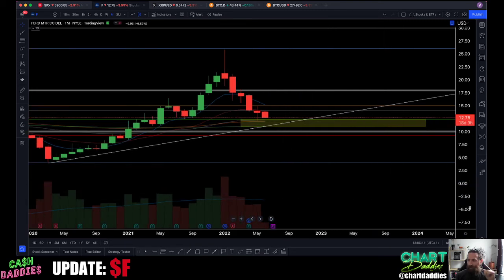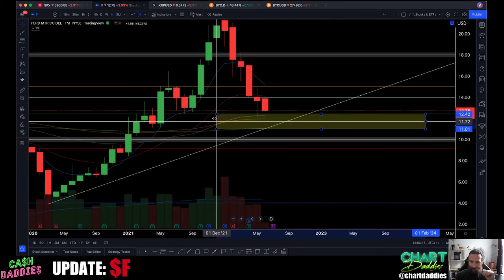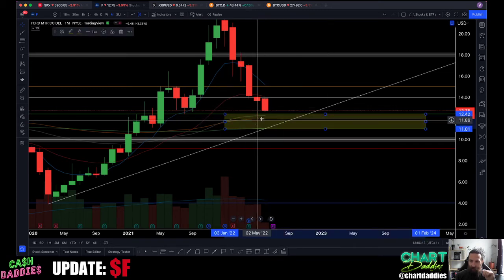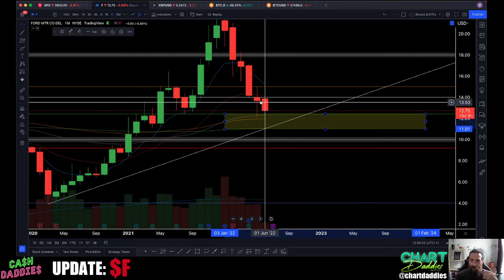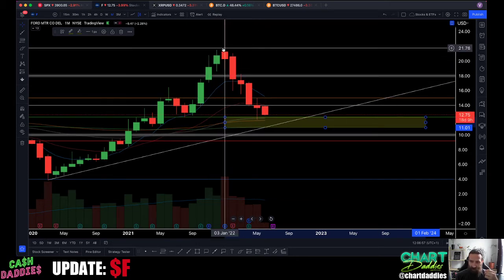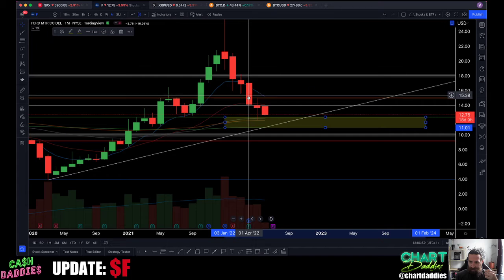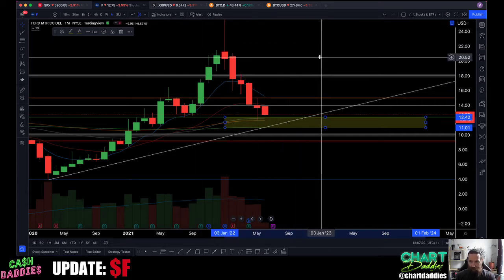Sorry, it turned all the lines back on when I drew that. So I had this yellow box in here. This was where I was expecting Ford to dip through when it crashed through what our original analysis was, where I thought it was going to basically dip into here and bounce back up above 18. That didn't happen, so we had a longer dip.